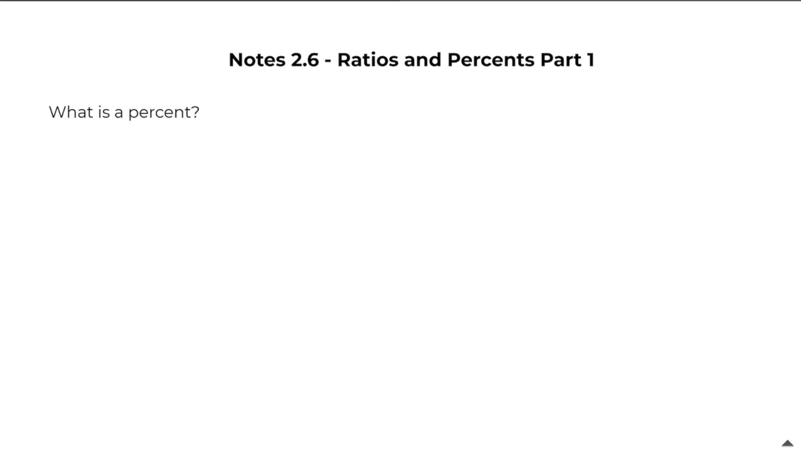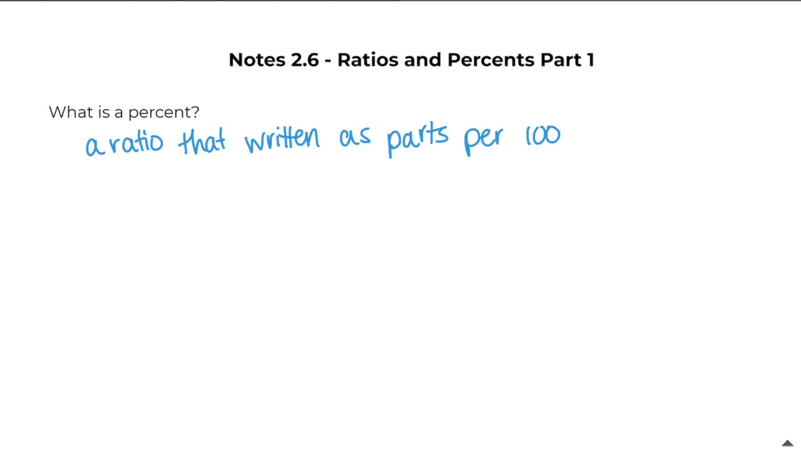The first thing I want to do is define what a percent is, and it's just a ratio that is written as parts per 100. A percent is literally: per means for, and cent means 100. So you're figuring out how many parts there are for every 100 parts. Just like if you get an 80 on a class mark, that's 80%, because you got 80 marks out of 100 marks.